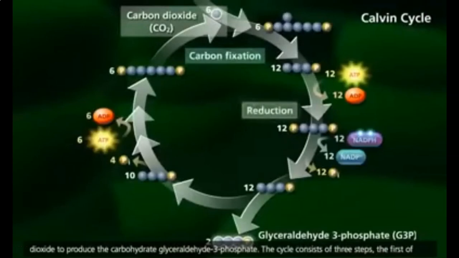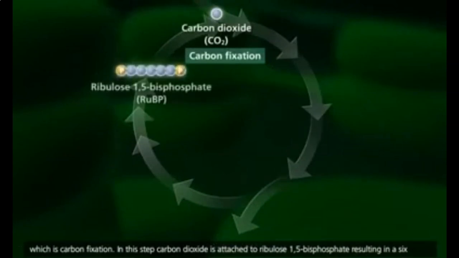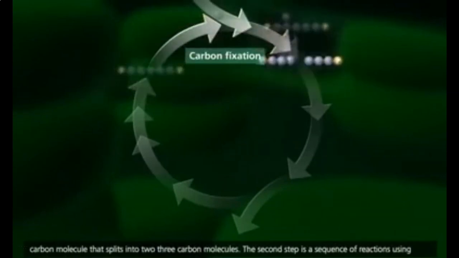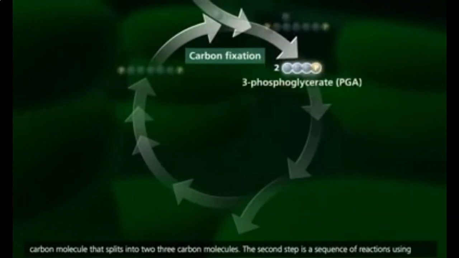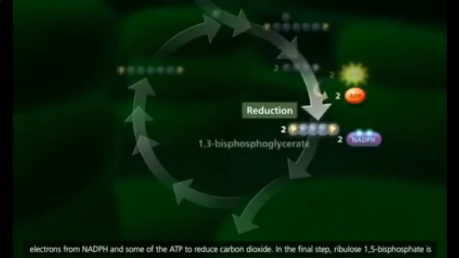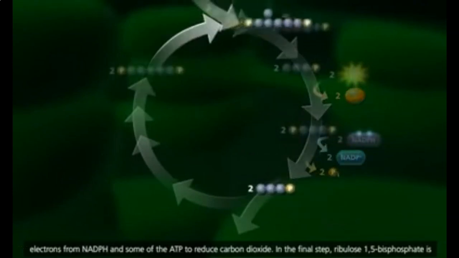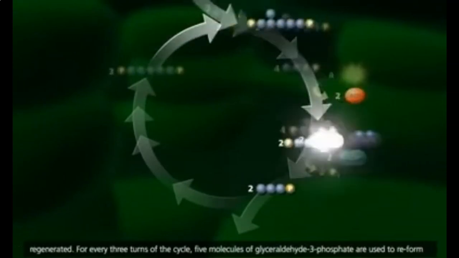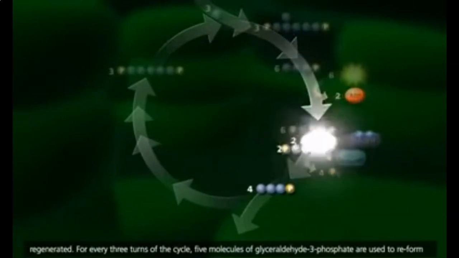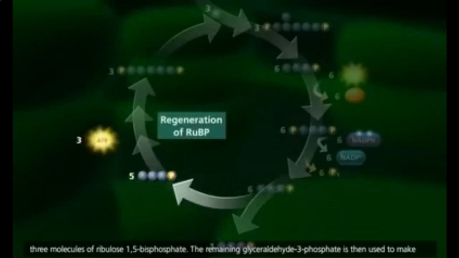The cycle consists of three steps, the first of which is carbon fixation. In this step, carbon dioxide is attached to ribulose 1,5-bisphosphate, resulting in a 6-carbon molecule that splits into 2 3-carbon molecules. The second step is a sequence of reactions using electrons from NADPH and some of the ATP to reduce carbon dioxide. In the final step, ribulose 1,5-bisphosphate is regenerated. For every 3 turns of the cycle, 5 molecules of glyceraldehyde 3-phosphate are used to reform 3 molecules of ribulose 1,5-bisphosphate.